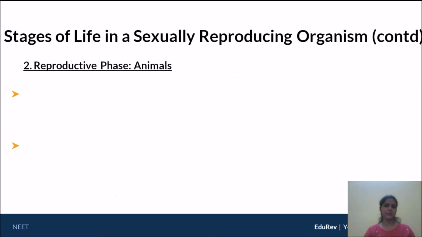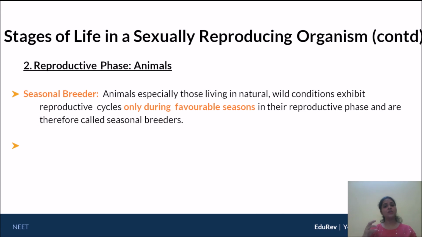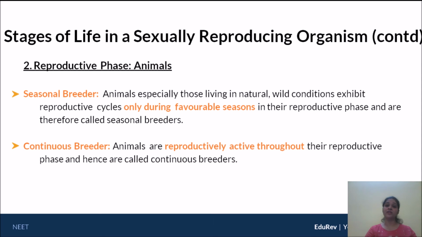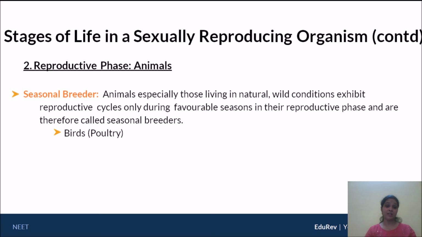But let's focus a little bit on seasonal breeders. Seasonal breeders are animals, especially those living in nature, in wild conditions, that exhibit reproductive cycles only during favorable seasons. So only during the favorable season will you have these reproductive cycles coming in. Whereas continuous breeders are animals that are reproductively active throughout the year, therefore called continuous breeders. Now we're going to focus a little bit on seasonal breeding.